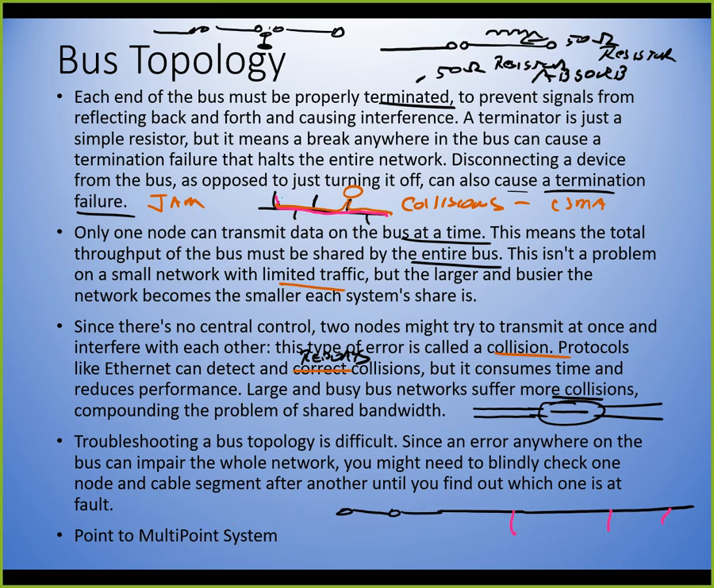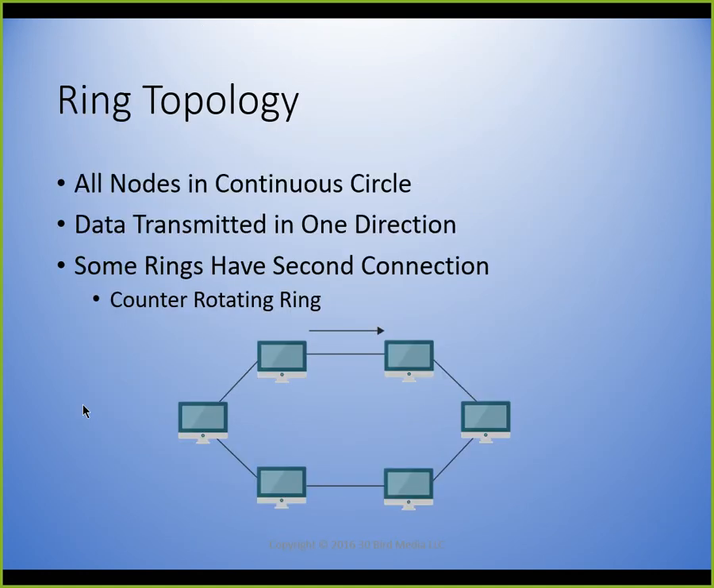A point-to-multipoint system: one point to multiple devices. A ring topology, token ring, is a little bit better. They say all nodes are in a continuous circle, and that's exactly it, this is a physical ring that goes around, with data transmitted in one direction. Some rings do, in fact, have a second connection that goes around. It's called a counter-rotating ring, so that if this portion of it goes down, we can use the other one, and the data would go in the opposite direction.